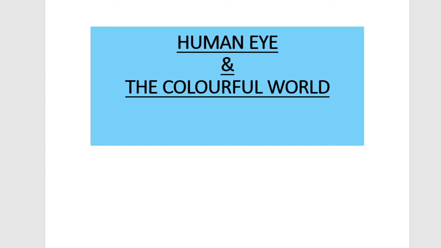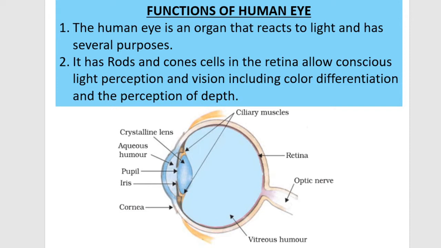So to begin with, let's first discuss what the human eye is and how it functions. The function of the human eye is basically to capture things which are around us. It helps us to see various different colors in bright light as well as in dull light, right? So how does the human eye help us to see various colors or objects around us?